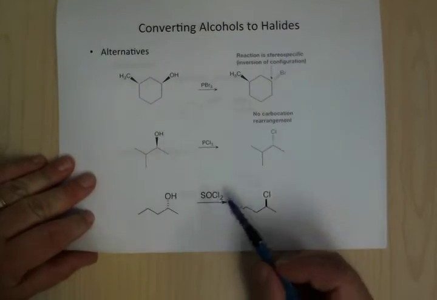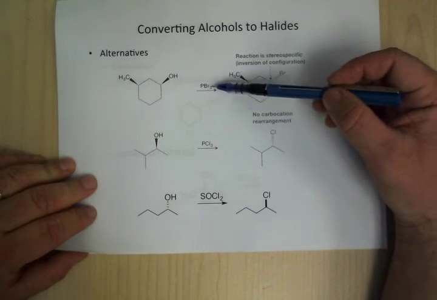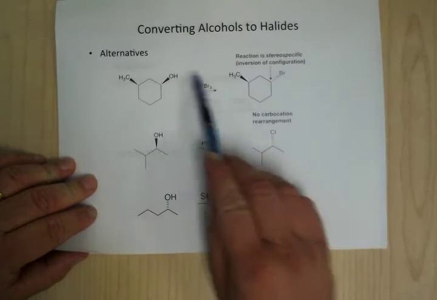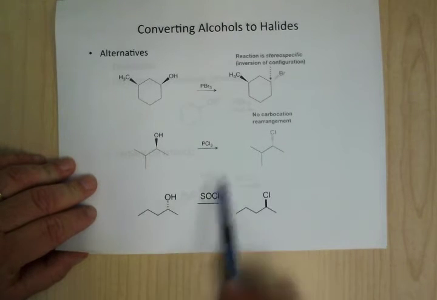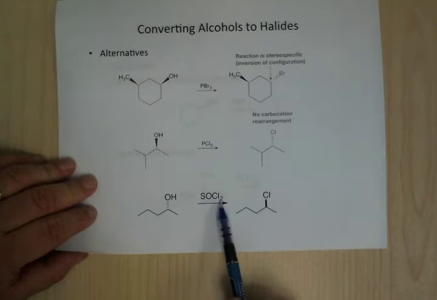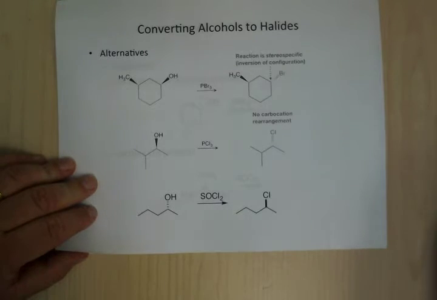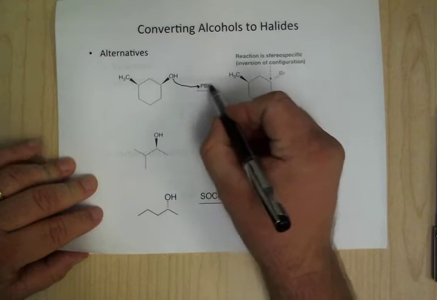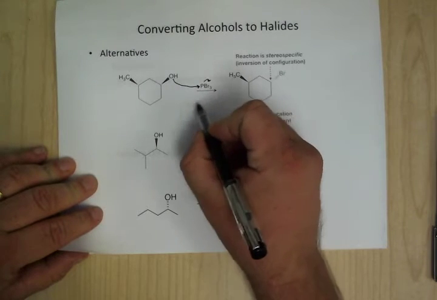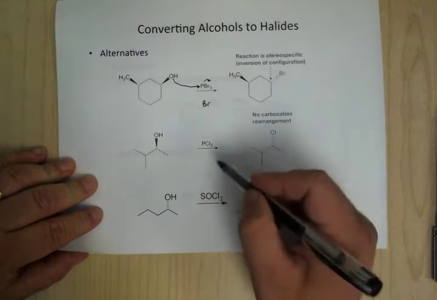If you want to do this without the possibility of the shifting, you can use these reagents, so things like PBr3. That'll convert an OH into a bromide. PCl3 converts the OH into Cl. Another one is thionyl chloride, SOCl2. The way these work is that the lone pairs on the oxygen will attack and displace one of the halides.